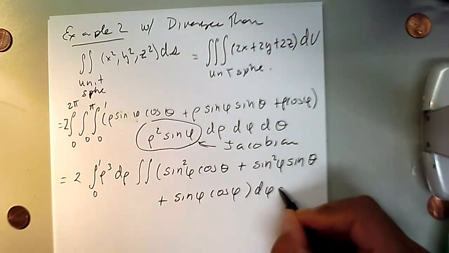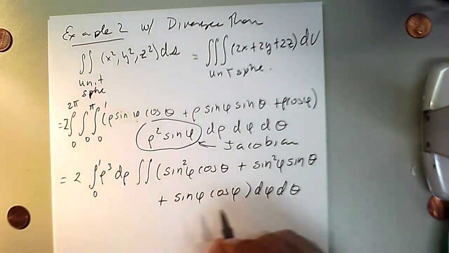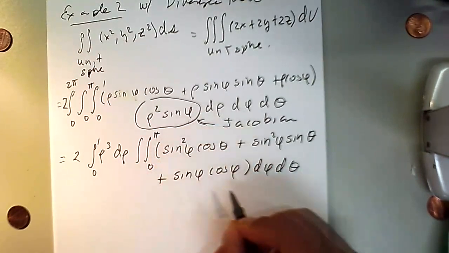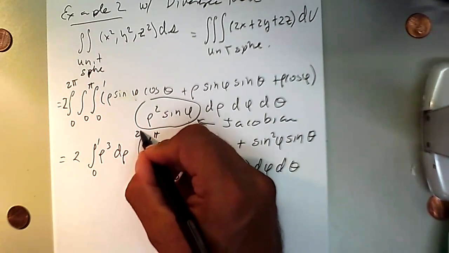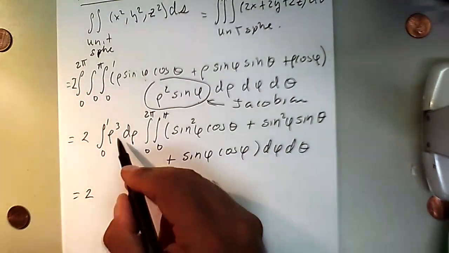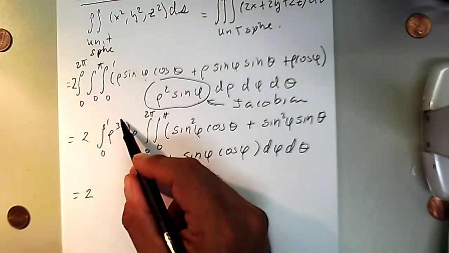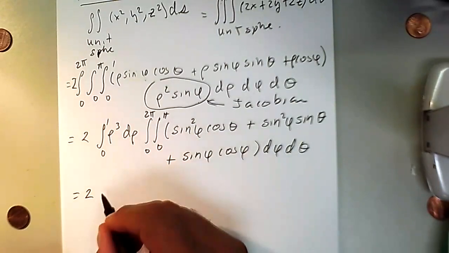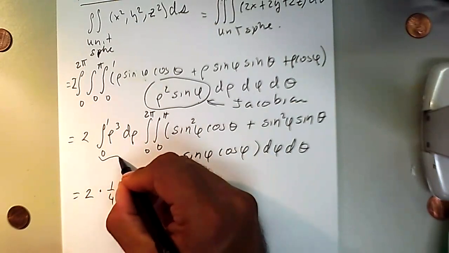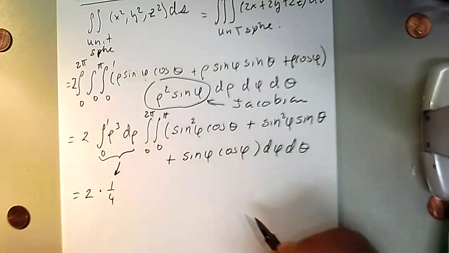d phi, d theta, as phi goes from 0 to pi, and theta goes from 0 to 2 pi. Okay, so we got 2. This is going to be rho to the 4 over 4 from 0 to 1. So we end up with 1 over 4. So all of this becomes 1 over 4.